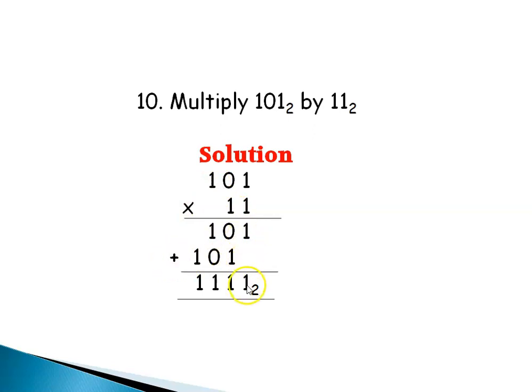1 plus 0 now is 1. 0 plus 1, 1. 1 plus 0, 1. And then this is 0 plus 1, 1. So my answer is 1111 base 2. Is that taken? Good.